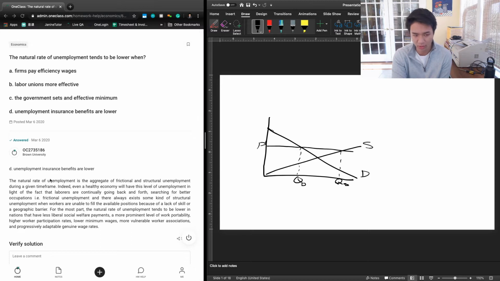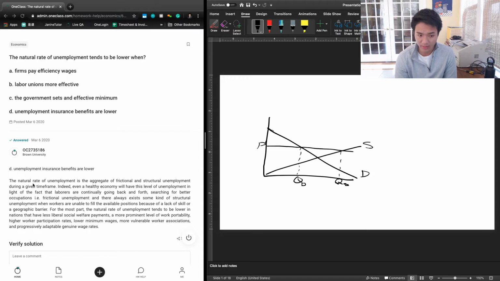So the previous tutor also wrote D, unemployment insurance benefits are lower. And they wrote that the natural rate of unemployment is the aggregate of frictional and structural unemployment during a given time frame. That's correct. Indeed, even a healthy economy will have this level of unemployment in light of the fact that laborers are continually going back and forth searching for better occupations, i.e. frictional unemployment, and there always exists some kind of structural unemployment where workers are unable to fill the available positions because of a lack of skill or a geographic barrier.